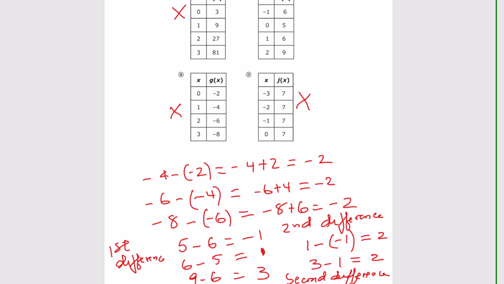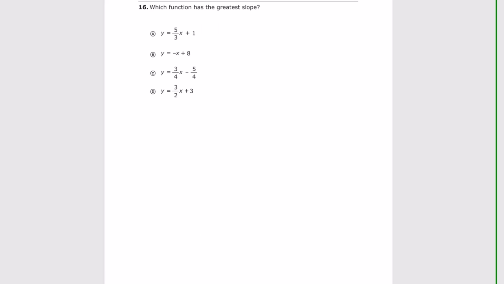Because the second differences are constant, that's the key indicator of a quadratic function. Choice C has changing first differences but constant second differences. That constant second difference of +2 confirms that choice C is the quadratic function. Final answer, choice C.